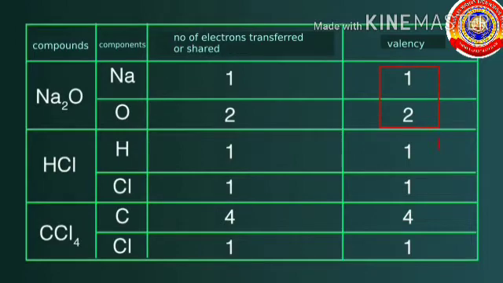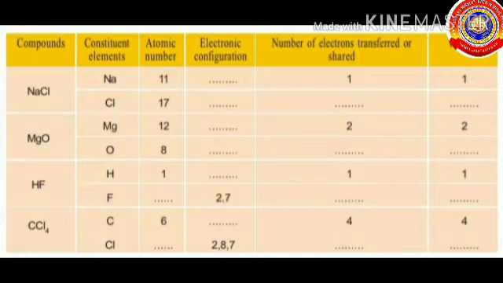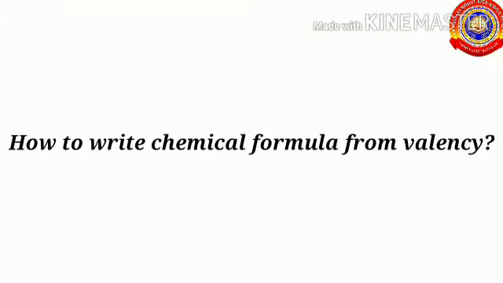In hydrogen chloride, both hydrogen and chlorine share 1 electron with each other, so their valencies are 1. Similarly, in carbon tetrachloride, carbon shares 4 electrons with the 4 chlorine atoms and chlorine shares 1 electron with the carbon atom. So its valencies are 4 and 1 respectively. There is an activity given in your textbook, so complete the table and write down the valencies of the missing elements. Next, we will learn how to write the chemical formula from valency.